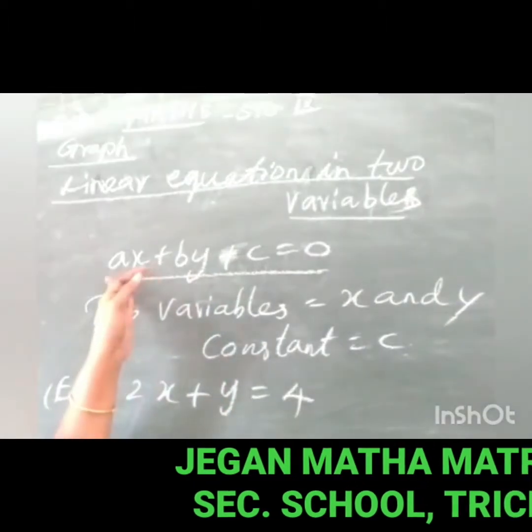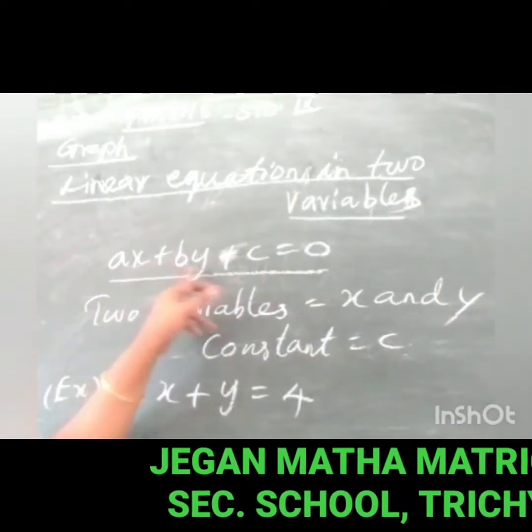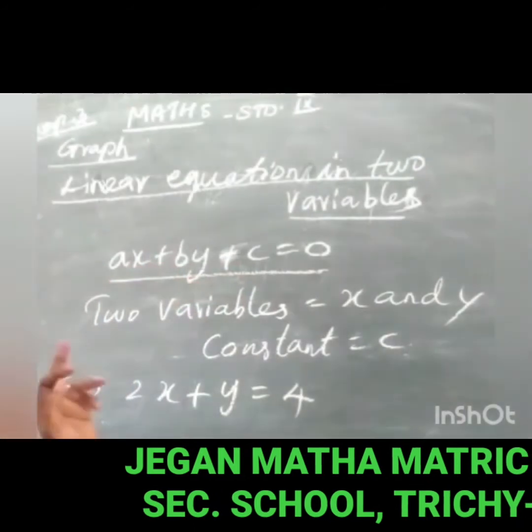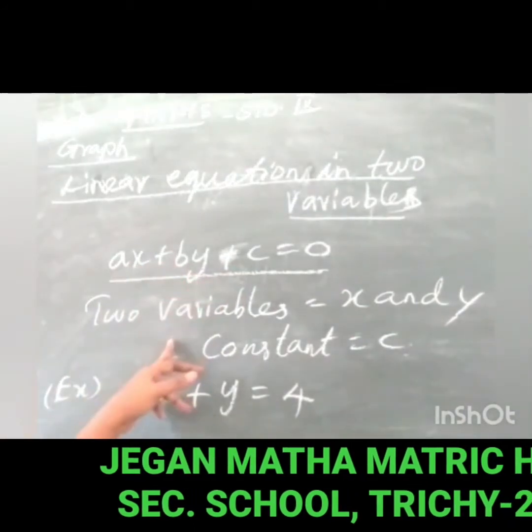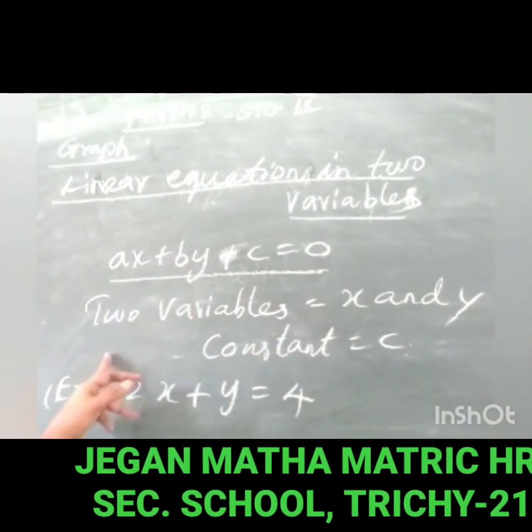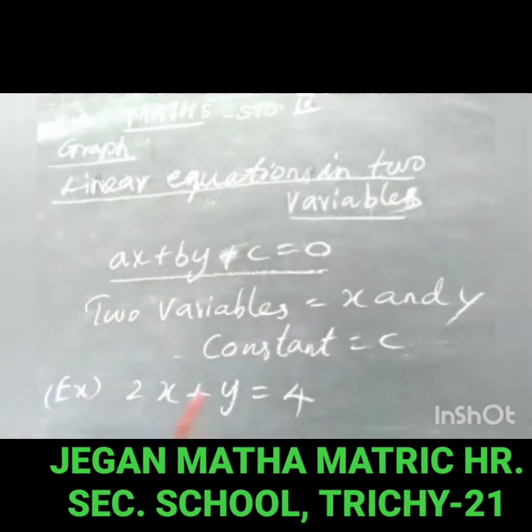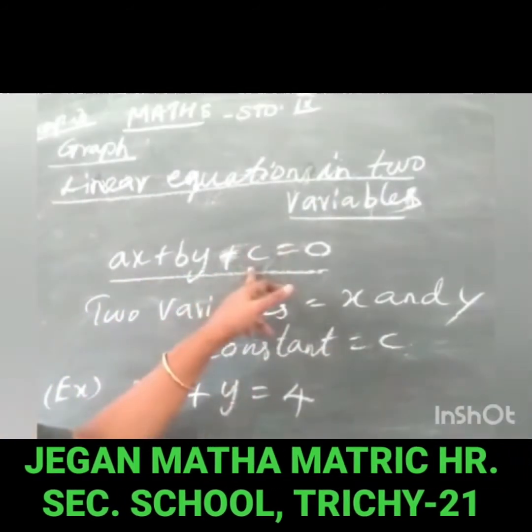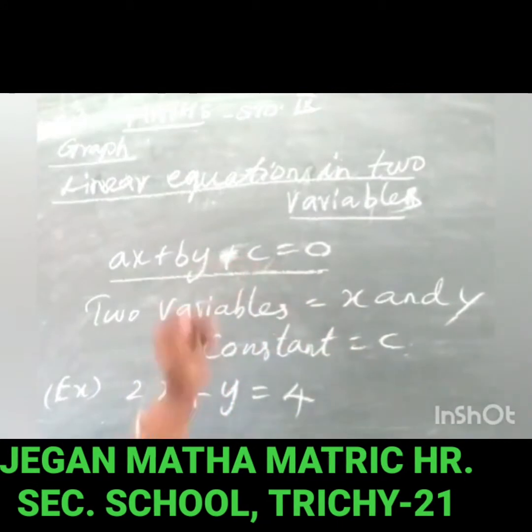See this equation ax plus by plus c. Here a and b are real numbers, and x and y are the two variables in this equation. The constant term is the last one, plus c. Here c is the constant.